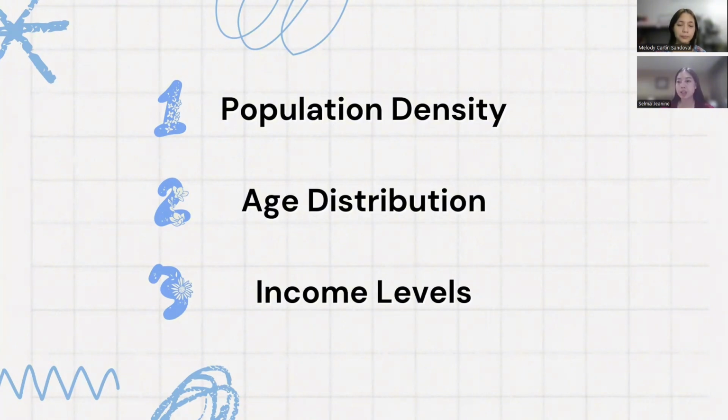Next is the age distribution. Areas with a significant number of families with children or areas with a higher percentage of elderly residents could influence the types of dental services in demand. Lastly, is the income levels. Higher income areas might be more receptive to cosmetic dentistry or premium dental services. Conversely, middle income areas might offer steady demand for general dental services.